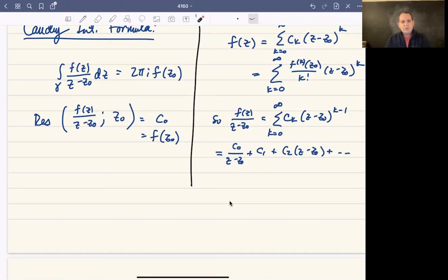So next what we're going to do is look at some examples. We've seen how important finding residues is for integrating. So next we'll go and talk about some examples for computing residues.